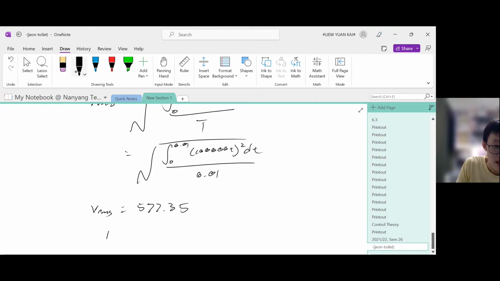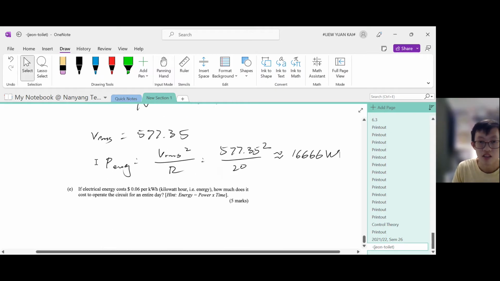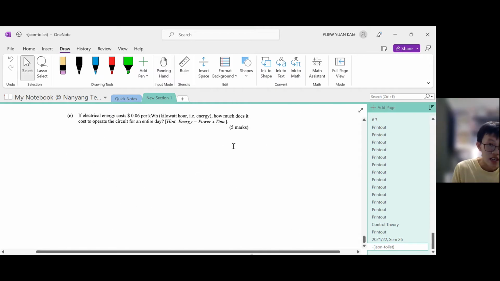Okay, so we're not done yet. So to find the average power, you take VRMS squared divided by R, this squared divided by 20. You should get about 16666 watts. Okay.